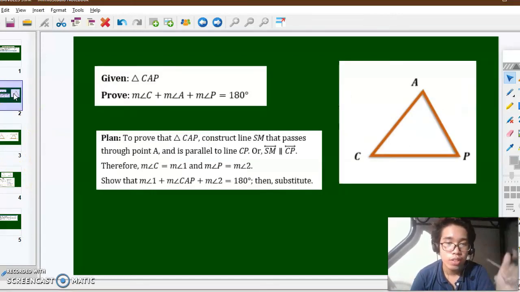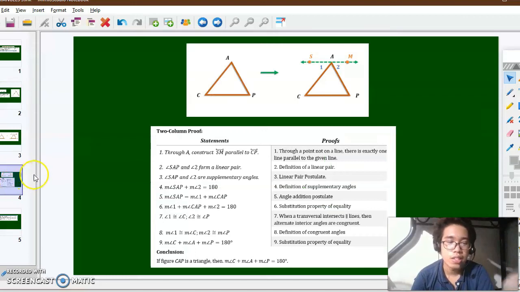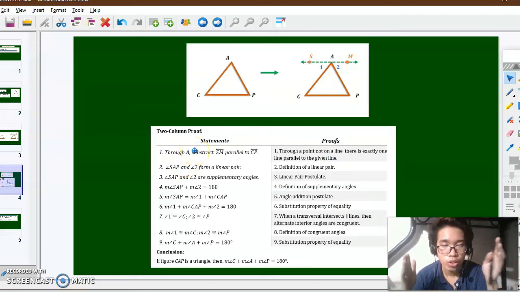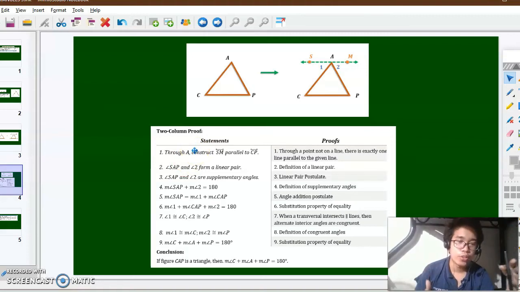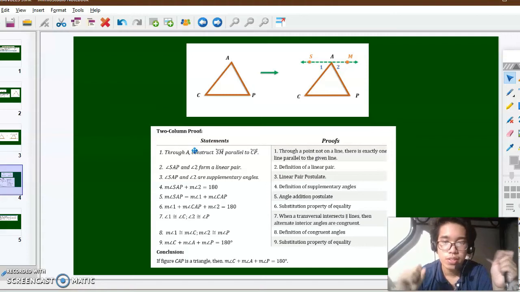Then we substitute the measures of these two angles. The measure of angle 1 plus the measure of angle CAP plus the measure of angle 2 has to equal 180 degrees. This is the proof of how to do it. On your left side, you have your statements, and on the right side, you have your reasons. So how do we do this?